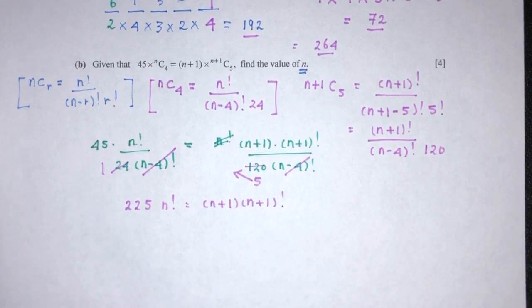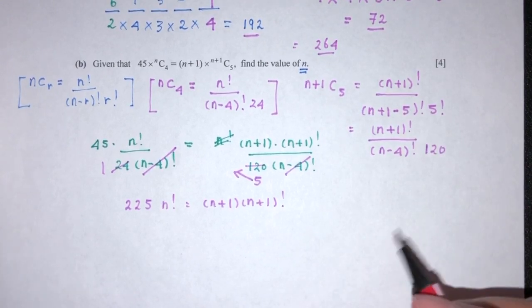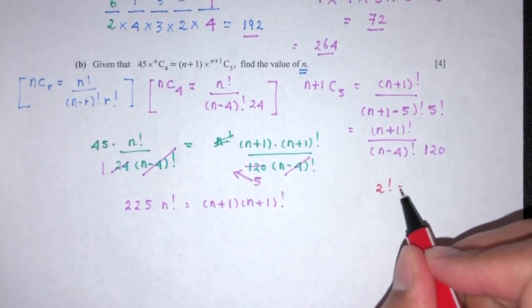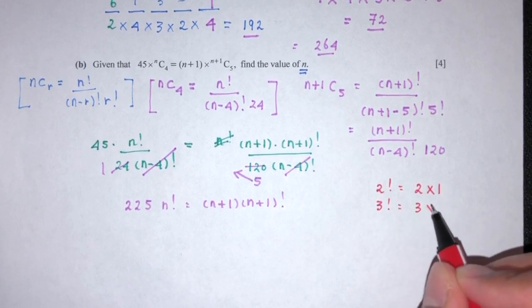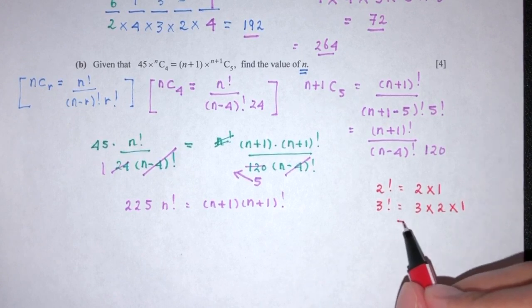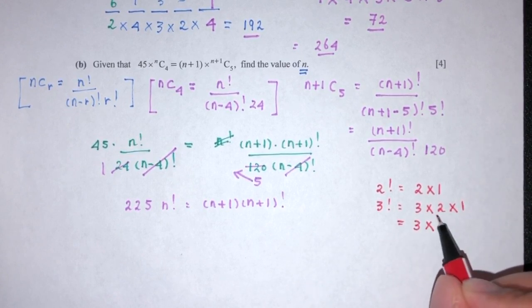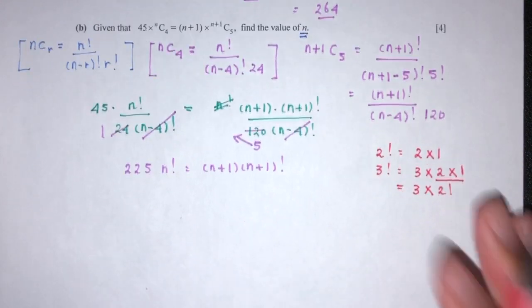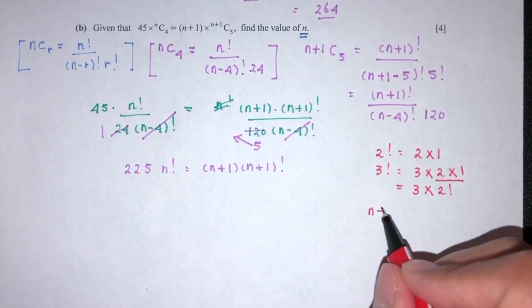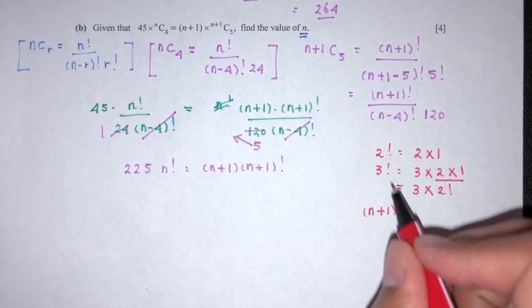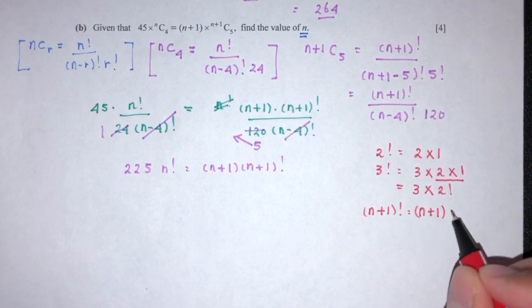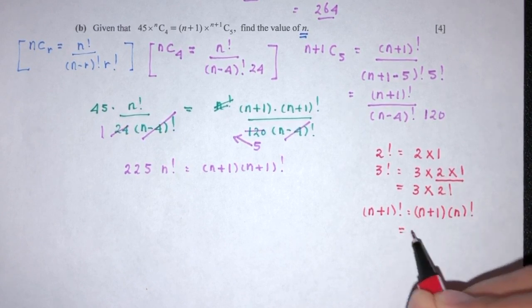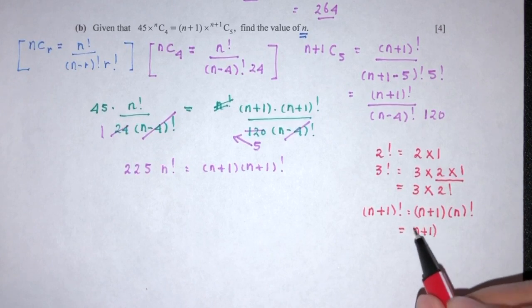Now we have to understand the concept of factorial to solve this question. For example, what is 2 factorial? It is 2 times 1. Now what is 3 factorial? It is 3 times 2 times 1, but it is also 3 times 2 factorial. For example, what is n plus 1 factorial? The first number is n plus 1, times, we have to minus 1, that will be n factorial. So that will be n plus 1 times n factorial.